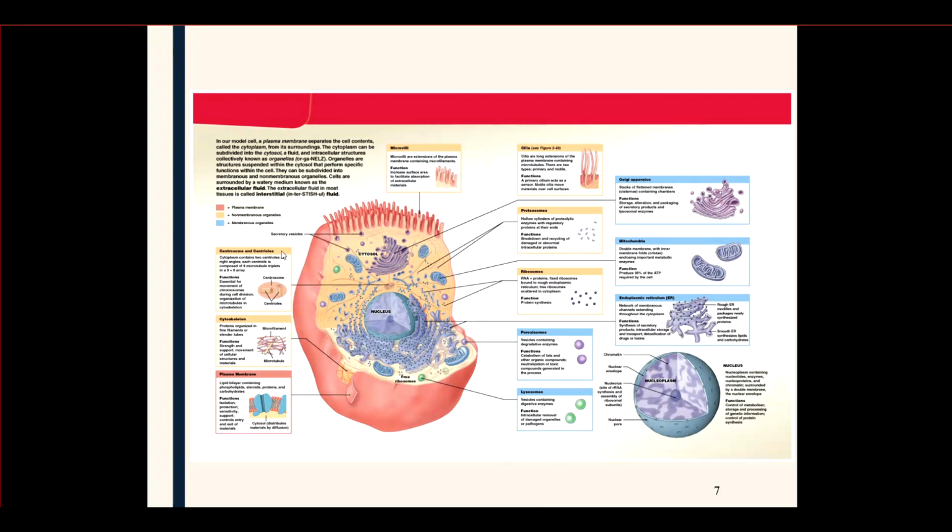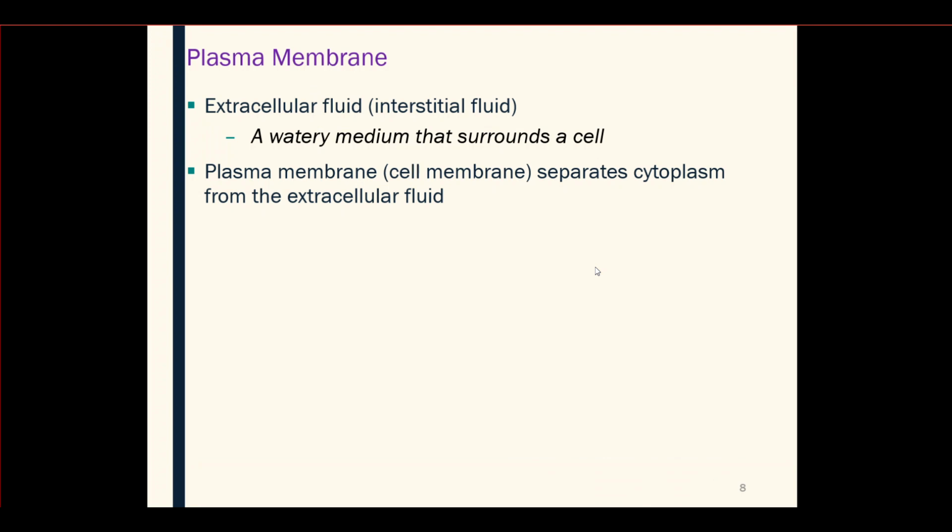You'll notice the organelles that have yellow highlights right here. These are what we call non-membranous organelles, where the ones that are in blue boxes are membranous organelles. All right, we'll get into that in subsequent lessons. And then over here they're showing the nucleus. So we'll refer to this picture quite frequently. But let's take a look at the plasma membrane.